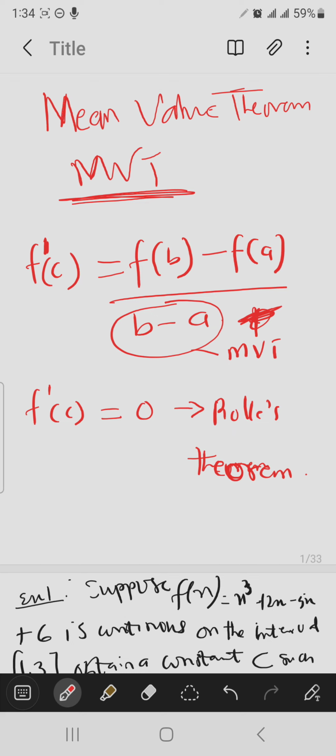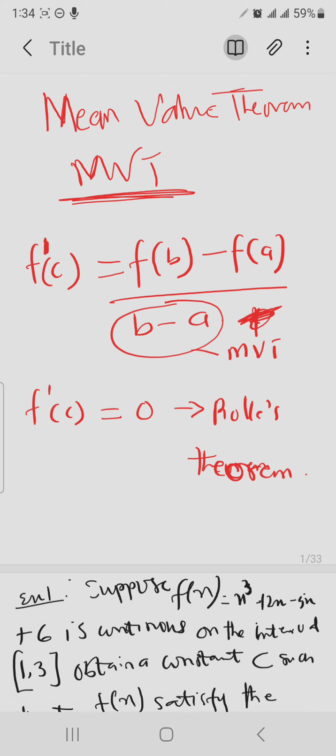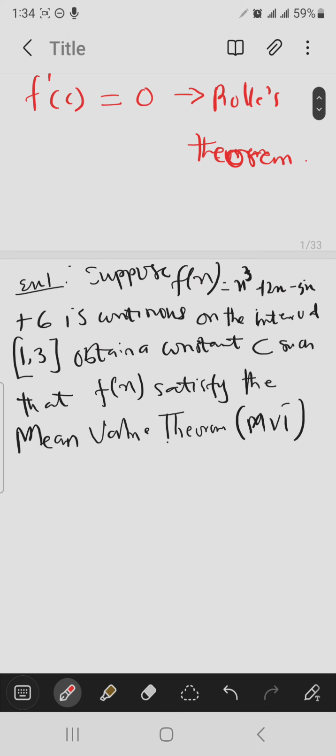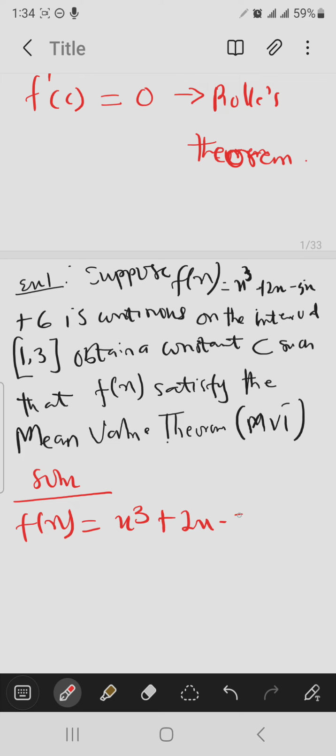Let me do a number of examples so that you will be able to understand what I'm saying. The first example, which is example 1, says suppose f of x equals x to the power 3 plus 2x minus 5x plus 6. This is the function. They now said that it's continuous. I told you it must be continuous. On the interval 1, 3.